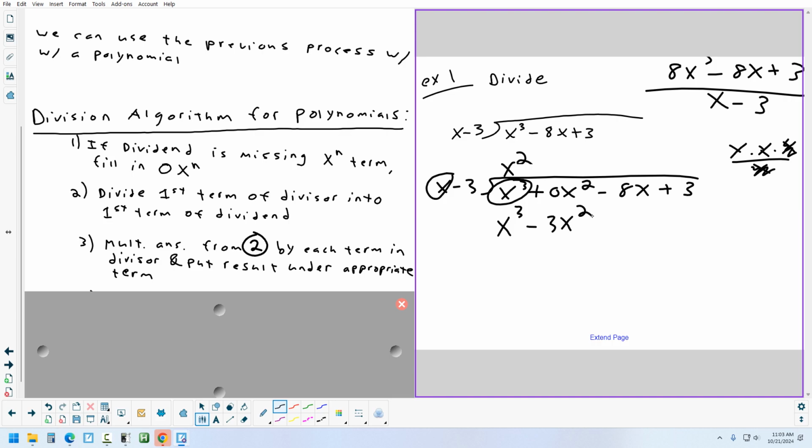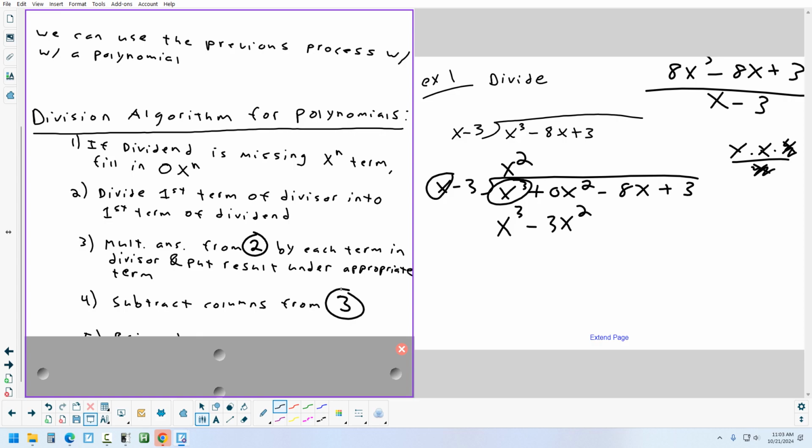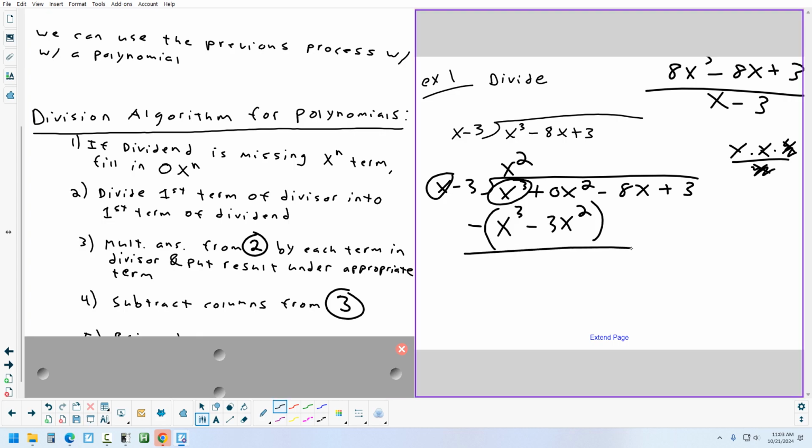Okay, so step 4 is to subtract the columns. Subtract the columns from the last step. So the way that I do it is I go like this, with parentheses, because you're subtracting that whole thing we just did. Now, what's x cubed minus x cubed? Yep. 0. That's going to cancel out. What's 0x squared minus 3x squared? Positive 3x squared. And that's it for step 4.